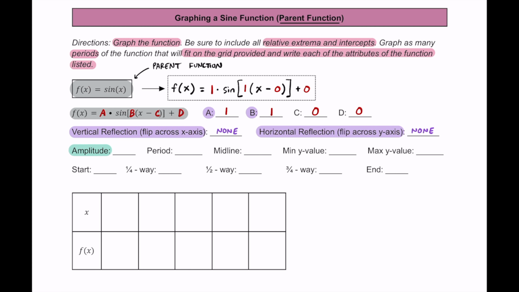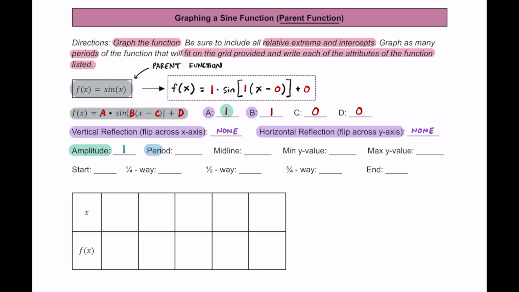Now, what about the amplitude of this function? Well, amplitude is being dictated by whatever the value of a is. Remember that the value of a could be positive or negative. If it was negative, there'd be a vertical reflection. If it's positive, there's no vertical reflection. So to get the amplitude, what we do is we take the absolute value of whatever a is, and so we just make it positive, so the absolute value of 1 is just positive 1.